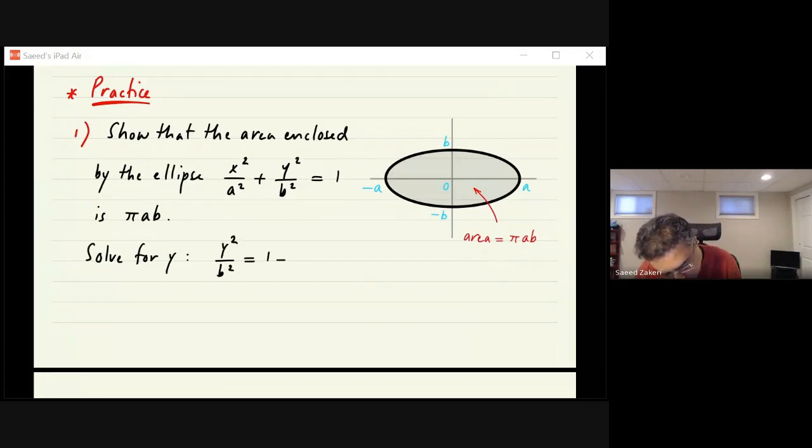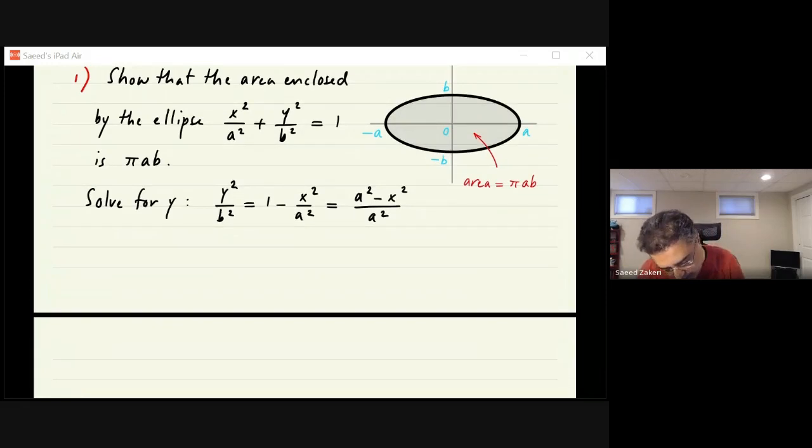If I solve for y, y squared over b squared will be 1 minus x squared over a squared. In other words, it's going to be a squared minus x squared over a squared, if you take the common denominator. And now, that's y squared over b squared. In order to recover y, I multiply each side by b squared. So I put a b squared here, and I get rid of this. That's going to be y squared. And then I take the square root.